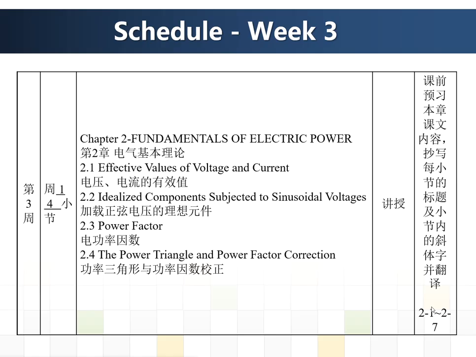Week 3 will start chapter 2, Fundamentals of Electric Power. Section 2.1 is effective value of voltage and current. Section 2.2 is idealized components subjected to sinusoidal voltages. 2.3 is power sector. 2.4 is the power triangle and the power factor correction.